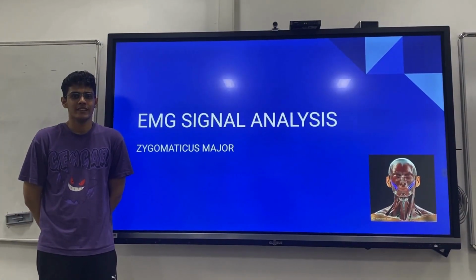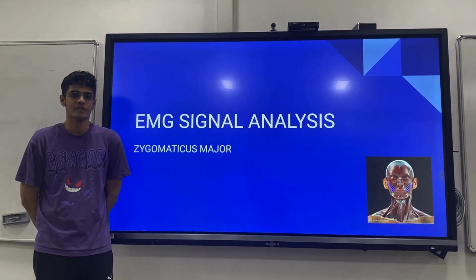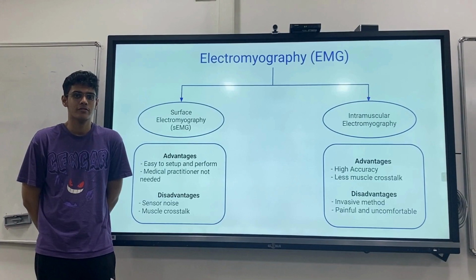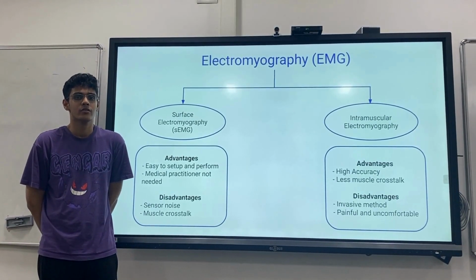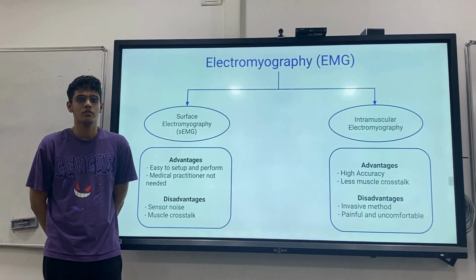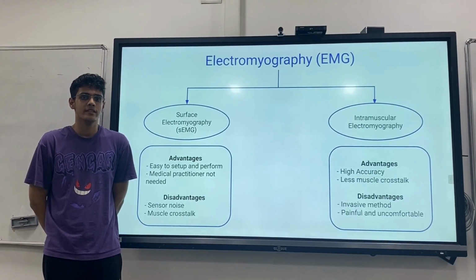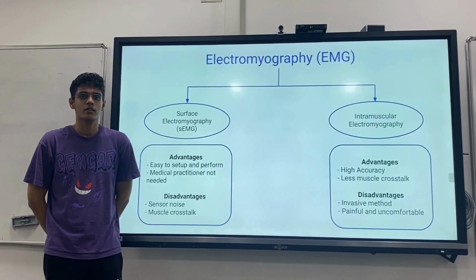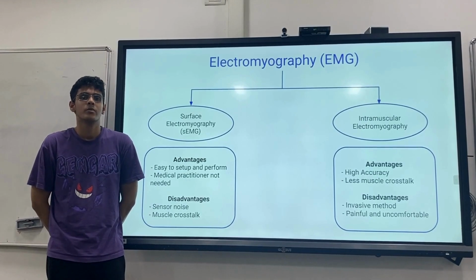Hello all. In this project, we performed EMG signal analysis on the zygomatic major muscle. EMG analysis can be performed either with intramuscular or surface electromyography. While intramuscular electromyography has high accuracy and less muscle crosstalk, its infeasibility leads us to continue with sEMG. sEMG, or surface electromyography, is easy to set up and perform, but it is susceptible to sensor noise and muscle crosstalk, which calls for some pre-processing of the signal for medical interpretation.